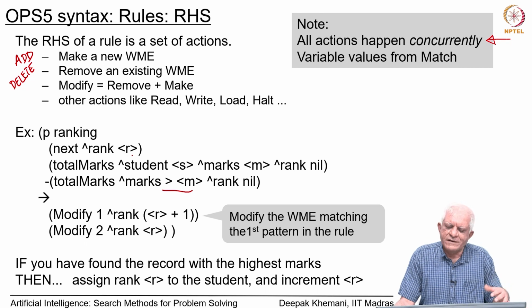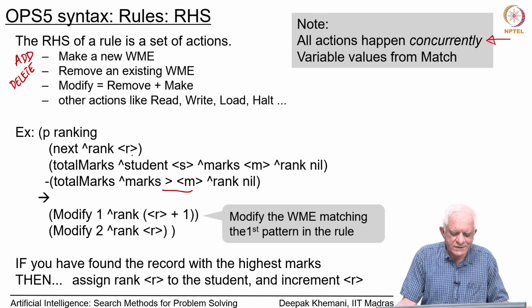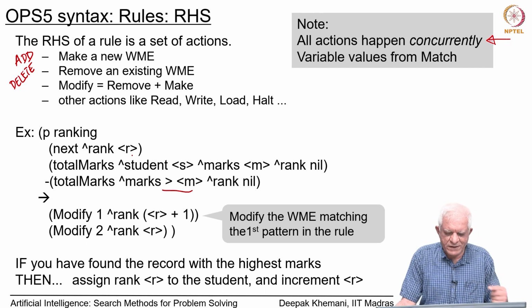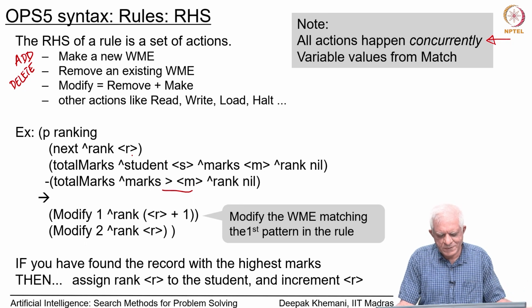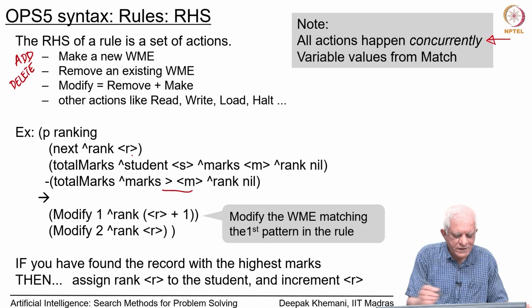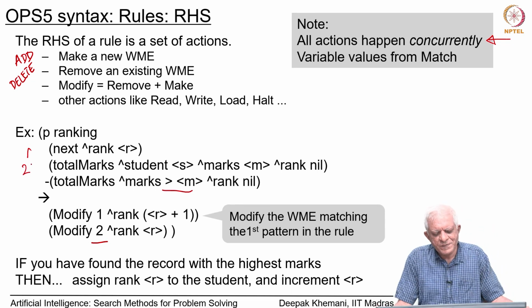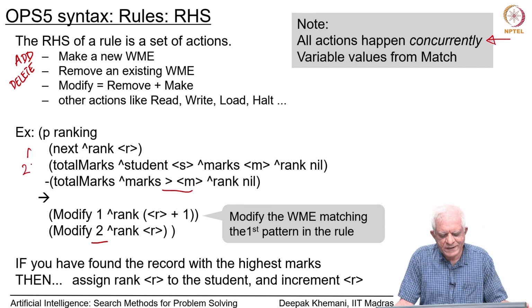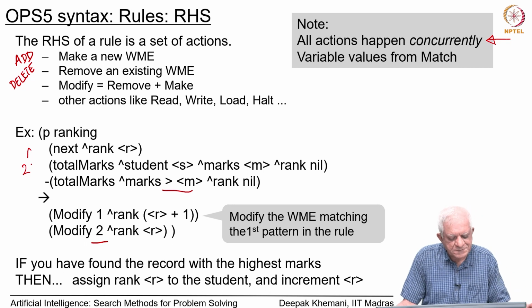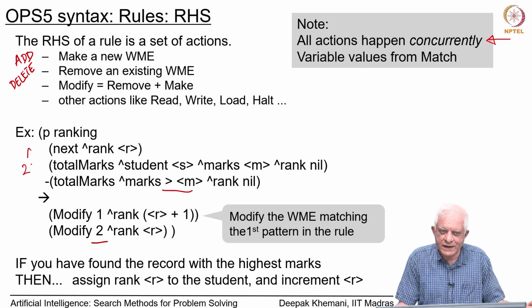So, as I said, you can imagine that in your knowledge base database, you will have one record which says what is the next rank to be applied, and we keep updating it as and when we keep assigning ranks. And the other thing we do is we modify the second record. So, this 2 stands for the fact that this is 1 and this is 2. This is not written in the rule, but it is understood that that is the second pattern, and give it the rank R.